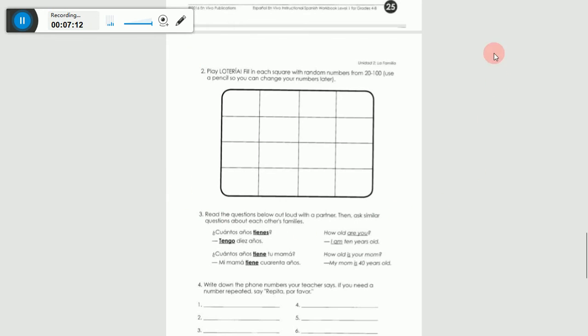So here's a quick little bingo card, or loteria. So you can fill in the squares with any numbers from 20 to 100 and practice playing bingo with a friend or a family member.